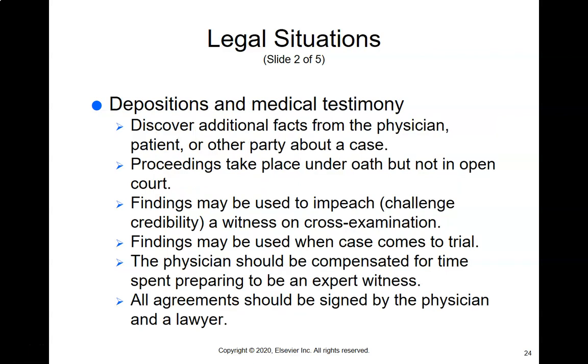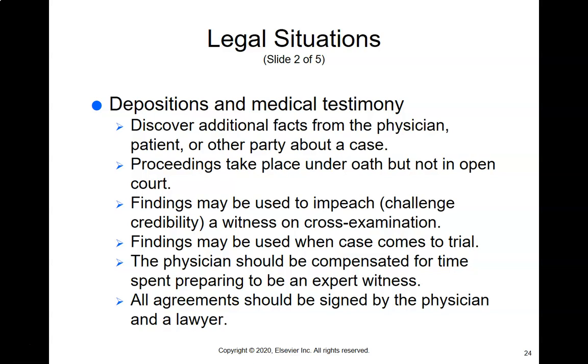Depositions and medical testimony. They discover additional facts from the physician, patient, or other party about the case. The proceedings take place under oath, but not in open court. Findings may be used to impeach, which is to challenge the credibility of, a witness on cross-examination. Findings may be used when the case comes to trial.